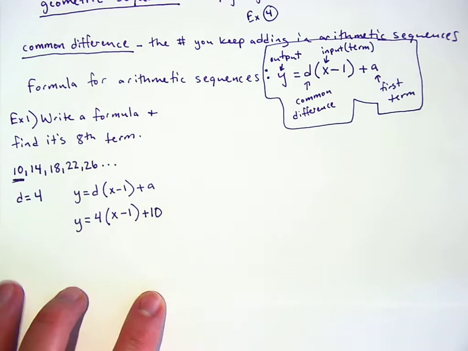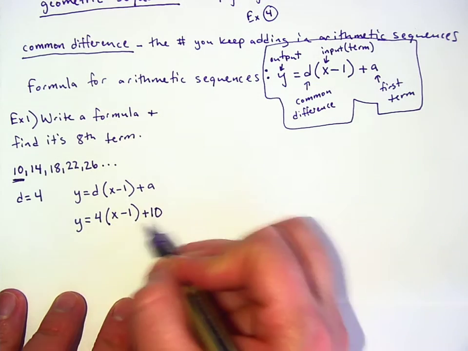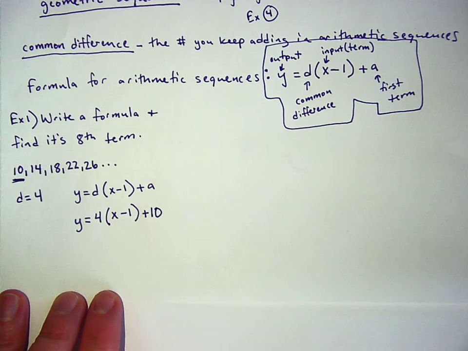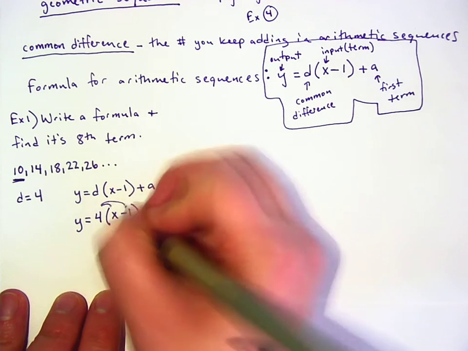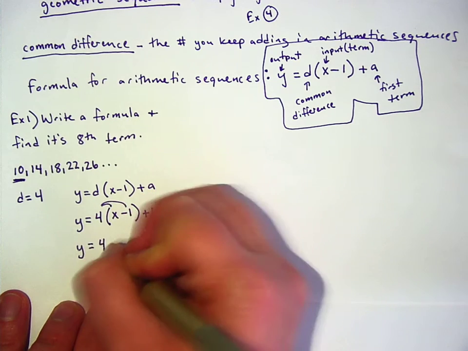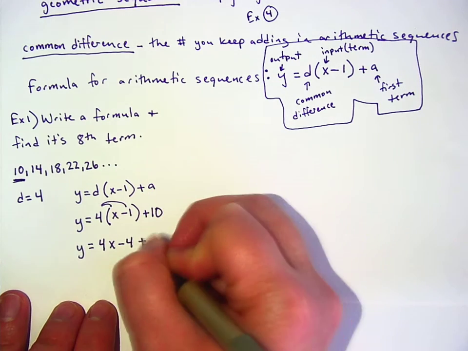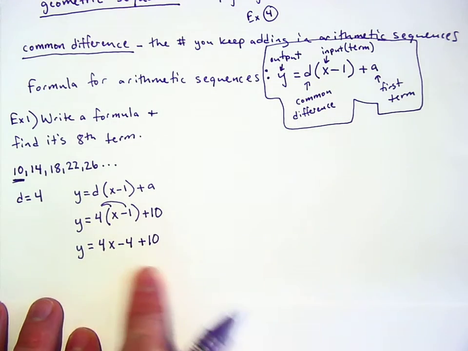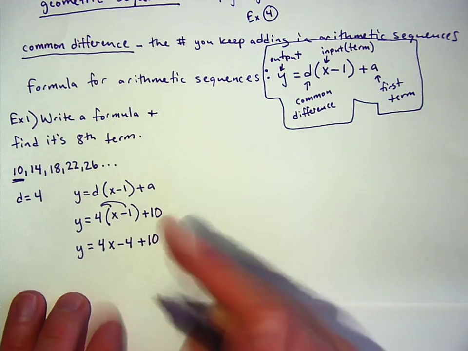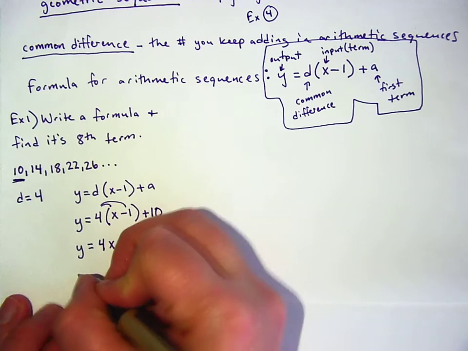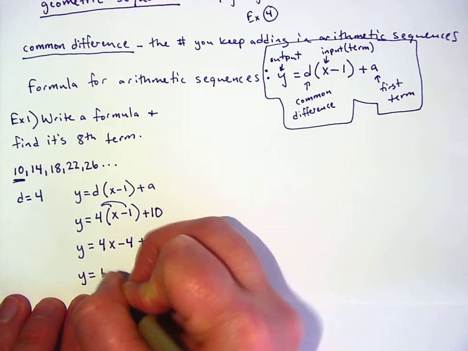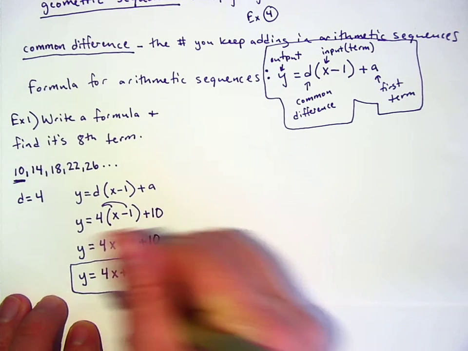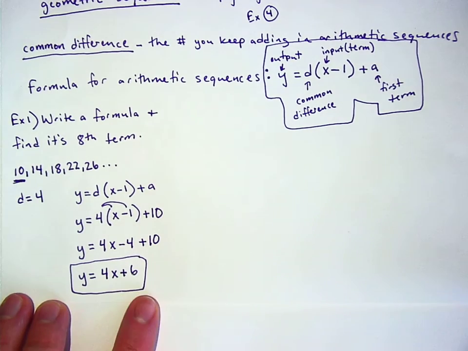Okay, and now we're just going to simplify it a little bit. How can I simplify this? What should I do if a number's on the outside of parentheses? Distribute. That's y equals 4x minus 4 plus 10. Which of these can I combine down here? -4 plus 10, which makes what? 6. So the equation here is y equals 4x plus 6. That's the equation.